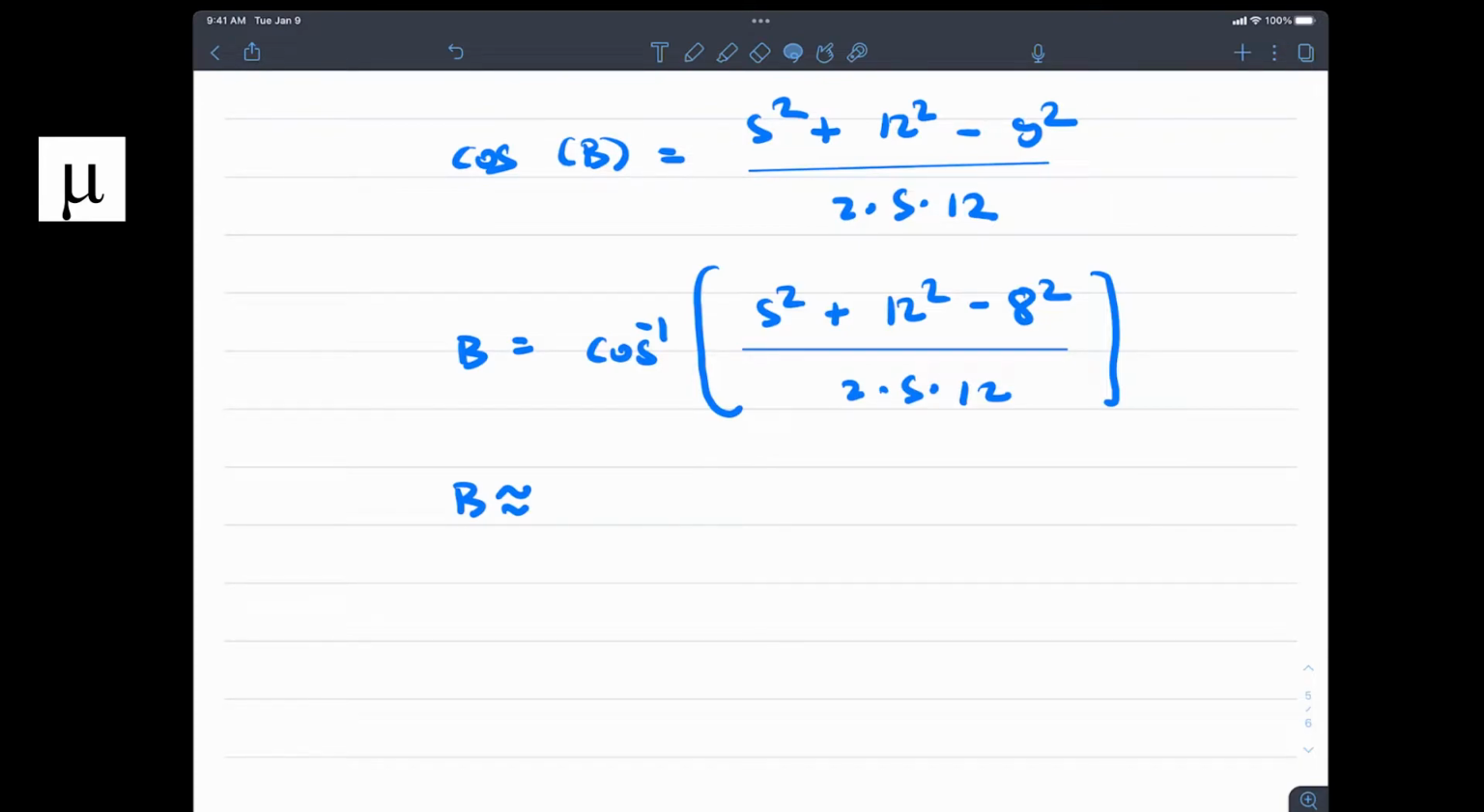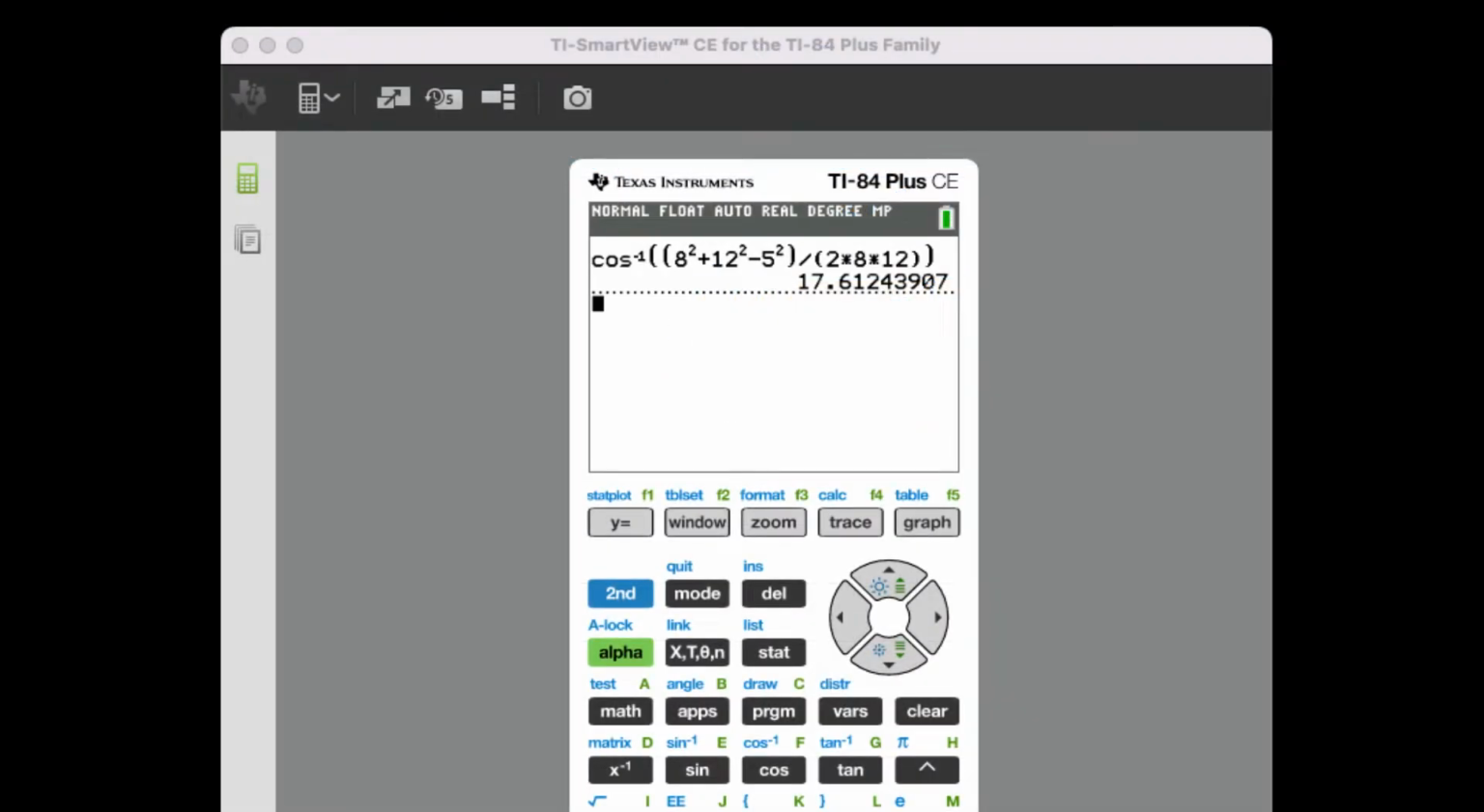So let's go to the TI. Remember, this is going to be our what? Numerator, and then this is our what? Denominator, okay? Top and bottom. And now you have to really get good with that, right? You're going to say second cosine, parentheses, 5 squared plus what? 12 squared minus what? 8 squared. Divided by, what's this? 2 times 5 times what? 12. Close that twice.